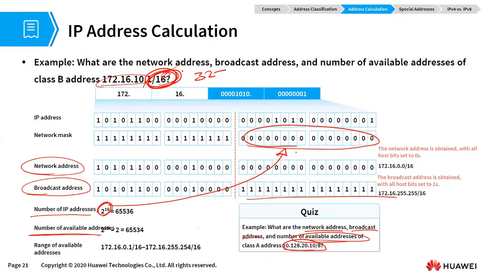The available addresses is this one minus 2. Why do we subtract 2 again? Because we want to remove the network address and the broadcast address.